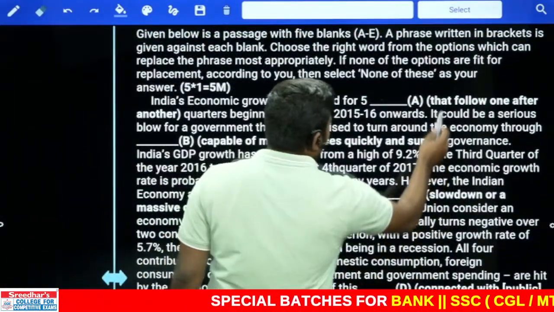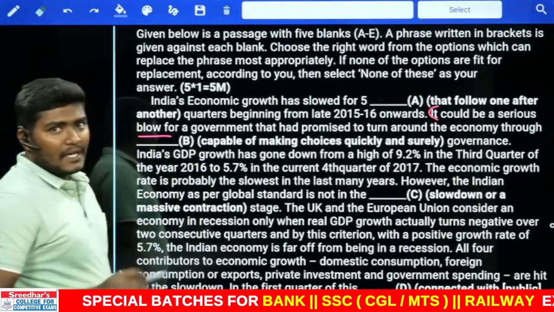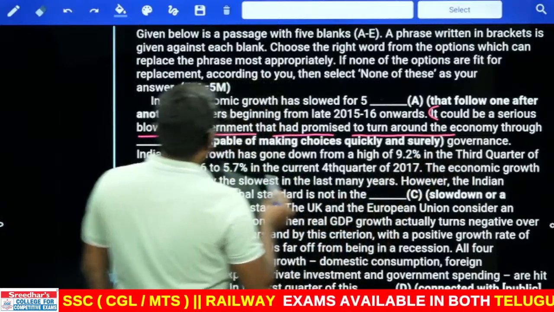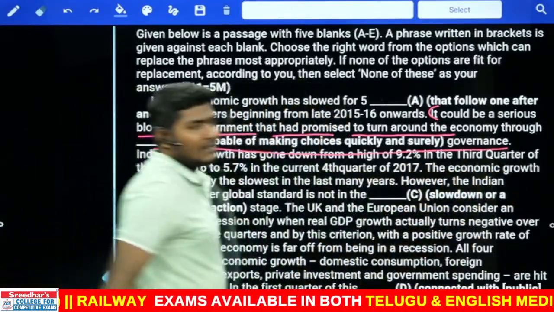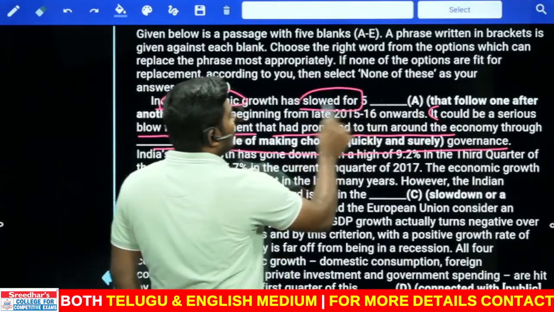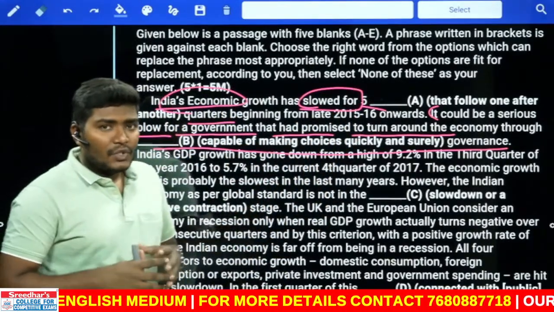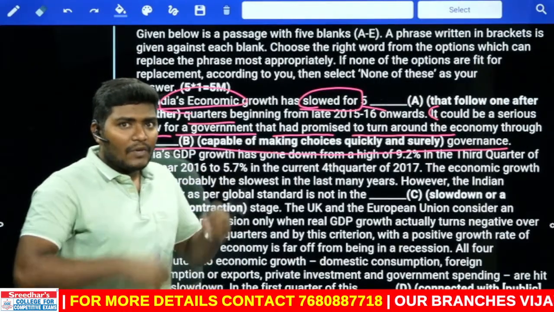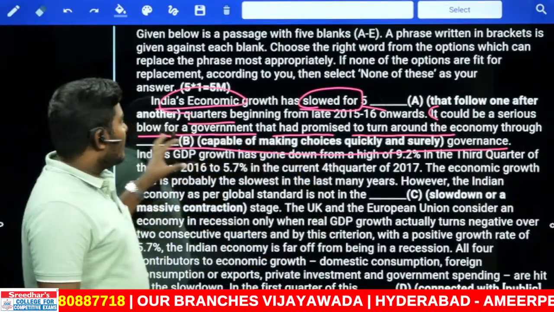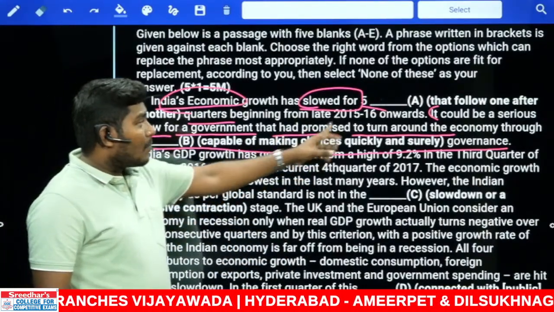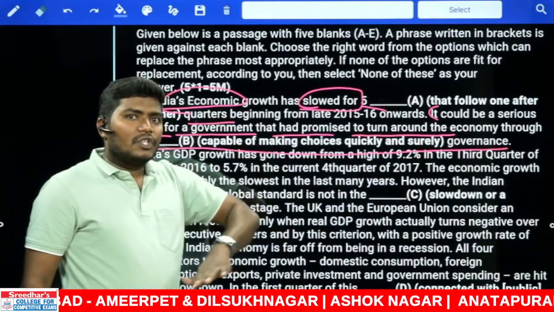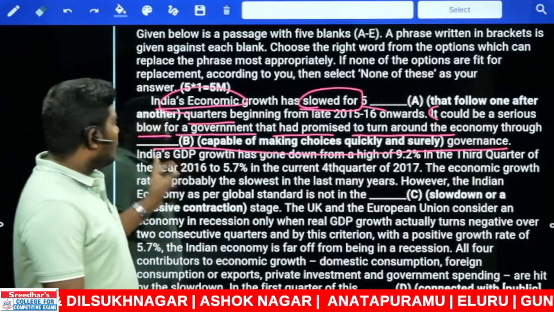Next, let us go to the second statement. In continuation, what is given? It could be a serious blow. That means a damage, serious damage. For whom? For a government that had promised to turn around the economy through dash governance. See, we are speaking about India's economy here, and the Indian economy has slowed for 5 quarters. And this type of situation is very bad for India, because the government said we are going to strengthen the economy, where the economy is actually falling down. So it could be a serious blow for the government that had promised the people to turn around the economy. That means we will move from losing position to winning position.